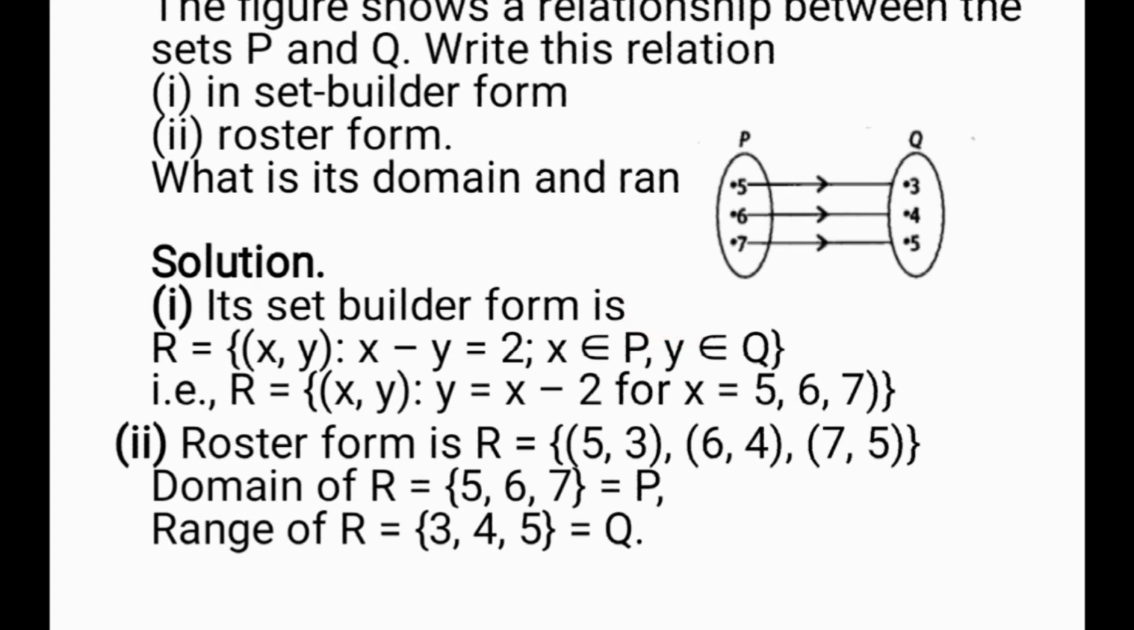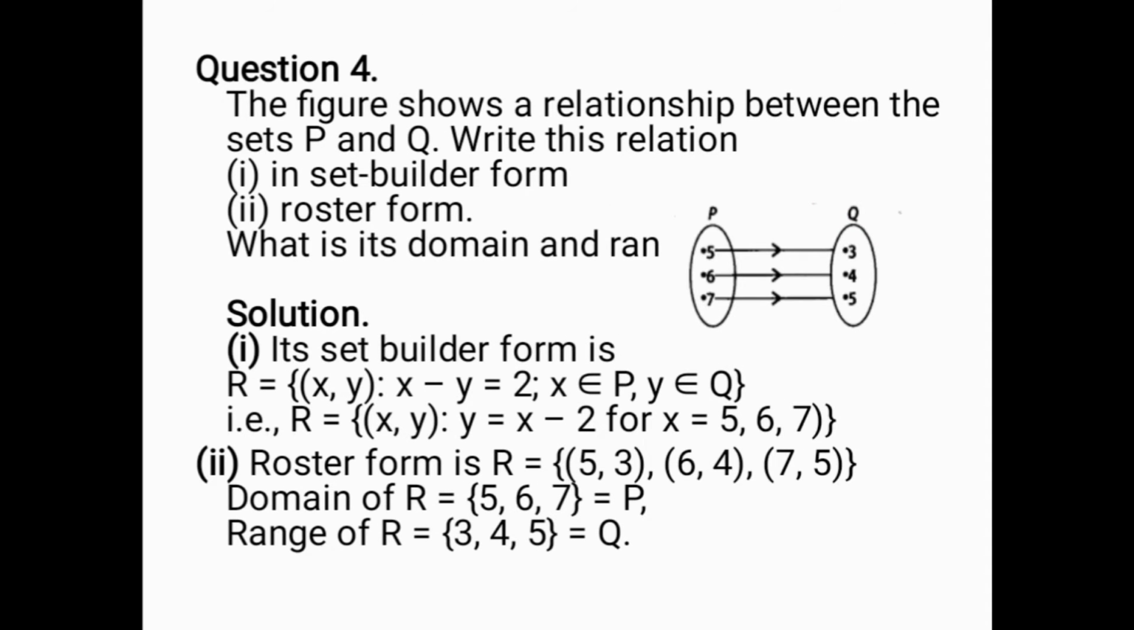So now we are writing the set builder form. R equal to {(x, y): the difference between the first and second element is 2}, that is x minus y equal to 2. The x element belongs to P and y element belongs to Q. That is R = {(x, y): y equal to x minus 2 for x = 5, 6, 7}.